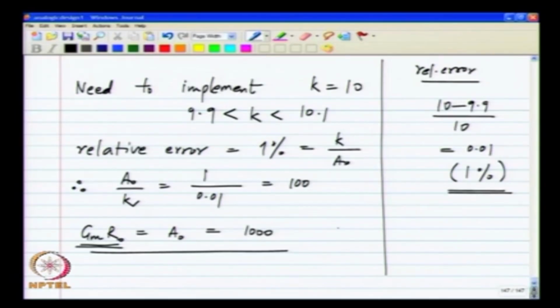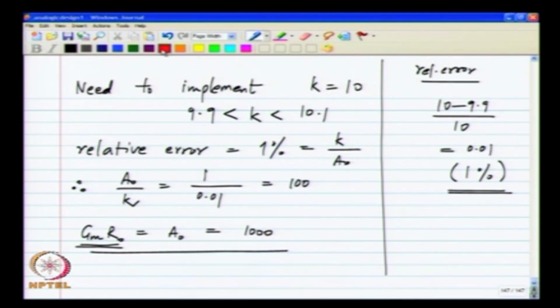Before, we were only concerned with implementing a certain unity gain frequency, which lets us choose a certain capacitor C and a certain transconductance Gm. Now, we also have to make sure that whatever circuit you use to design the Gm should have a sufficiently high R naught, and how high is it? It should be such that Gm R naught is 1000 for this particular example. Now, this is not some fixed number.